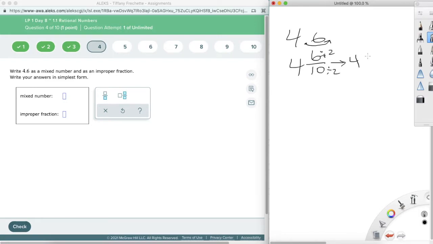So I have 6 divided by 2 is 3. 10 divided by 2 is 5. So this is reduced. It's the same exact fraction. 4 and 6/10 is the same thing as 4 and 3/5. It's just reduced. That's all.